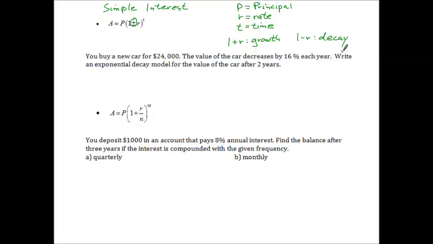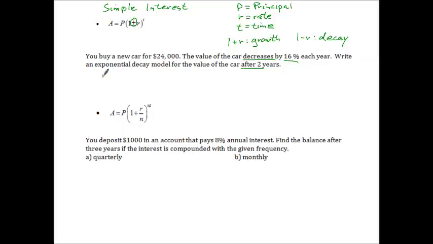Okay, and here's our example. You buy a new car for $24,000. The value of the car decreases, so goes down by 16% each year. Write an exponential decay model for the value of the car after 2 years. And A stands for the amount really, and that is what we're trying to find out.